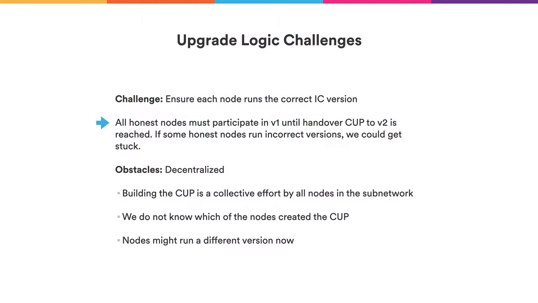Here are some of the challenges we have when upgrading IC nodes. We need to make sure that each node in the subnetwork runs the correct IC version. All honest nodes must participate in version v1 until we have this handover CUP, and then join as a v2 node and start producing blocks as v2. If some of the honest nodes would run an incorrect version of the Internet Computer, the entire subnetwork could get stuck. Of course, the problem we are facing here is decentralization.